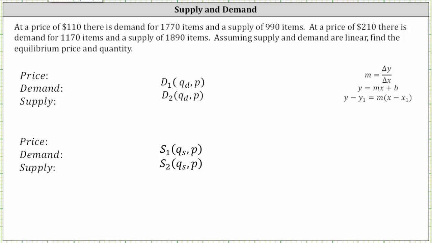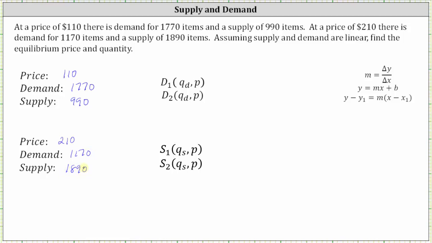Let's first record the given information. We know at a price of $110, the demand is 1,770 items and the supply is 990 items. At a price of $210, we know the demand is 1,170 items and the supply is 1,890 items.